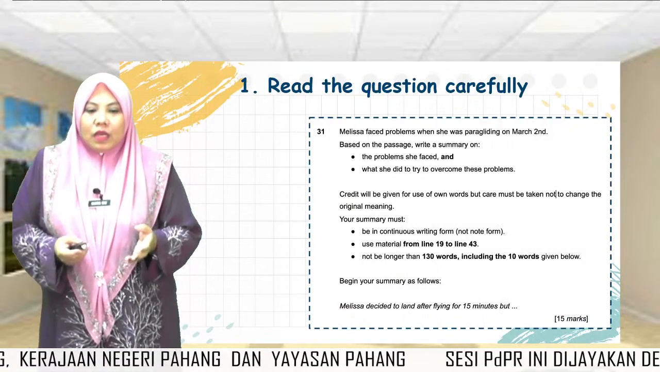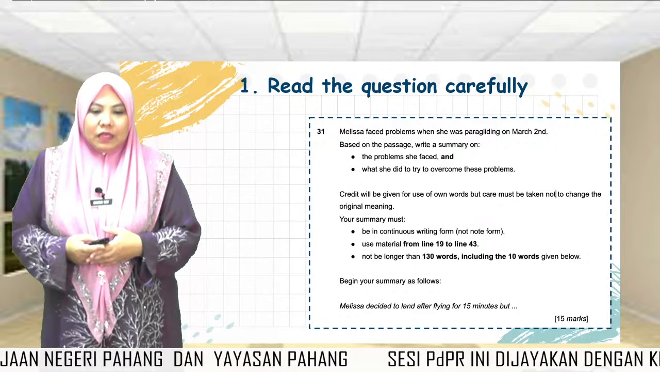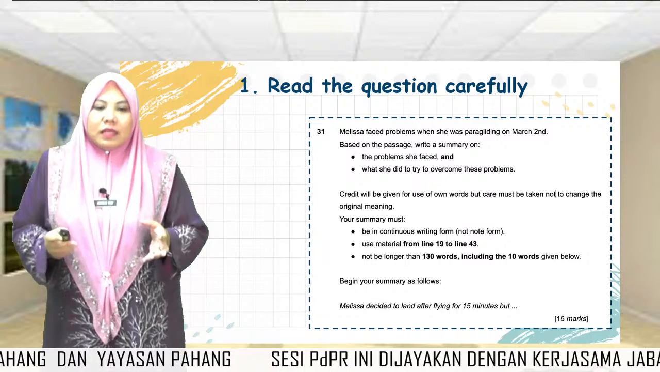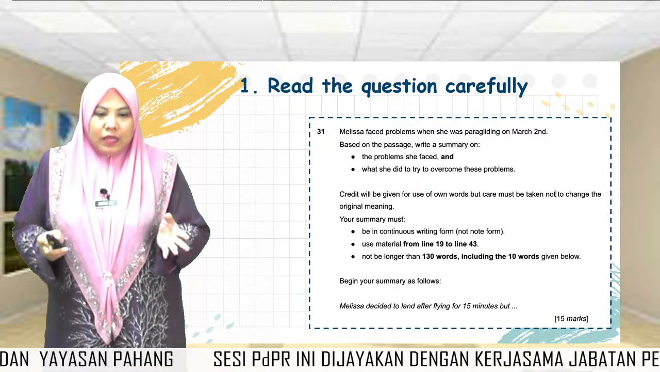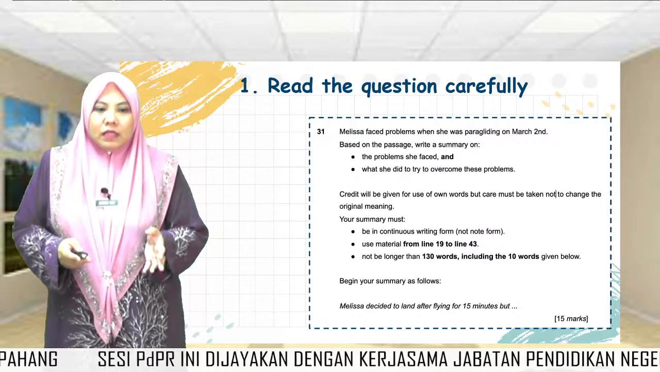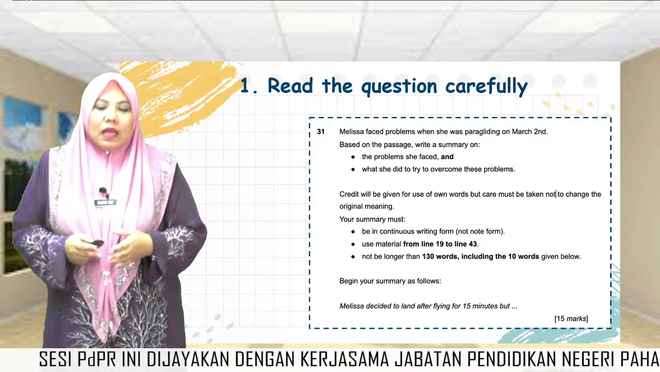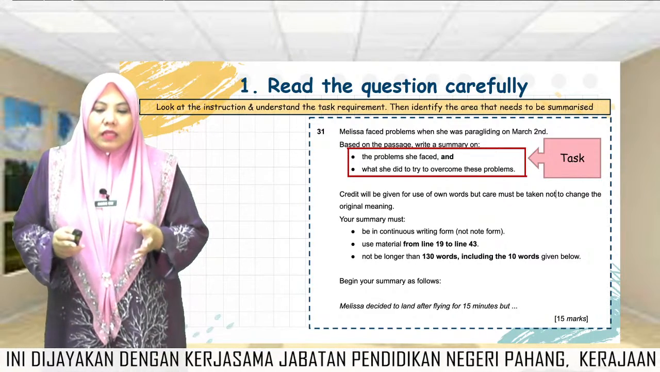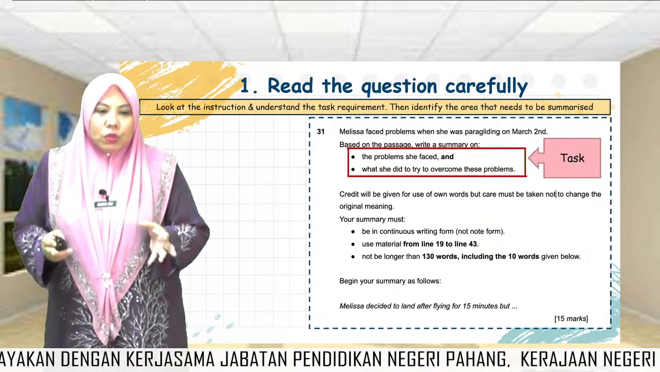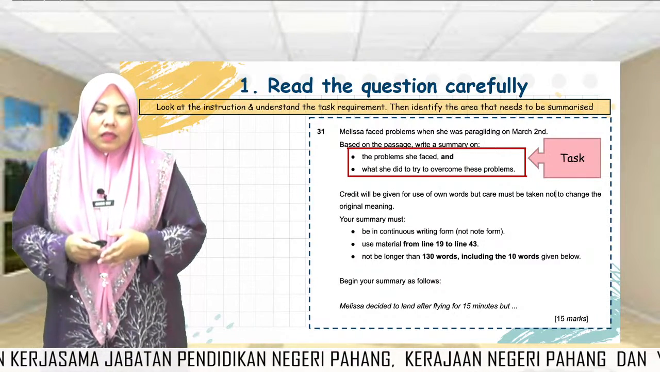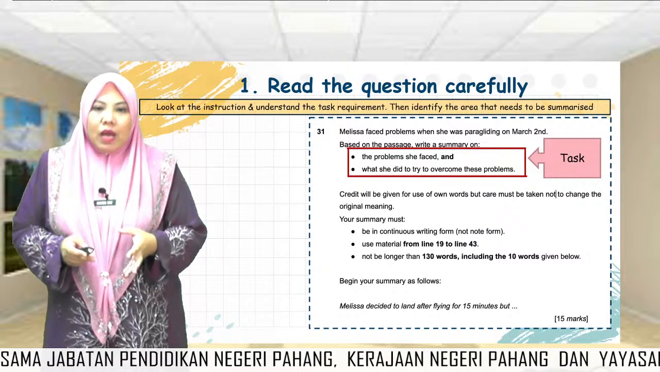First, read the question carefully. Look at the instruction and understand the task requirement. Then, identify the area that needs to be summarized. Second, identify and mark the area for summary. This is important so that you will not use points outside the prescribed text. This may cause you to lose marks in language.